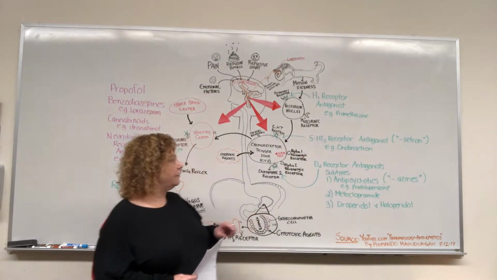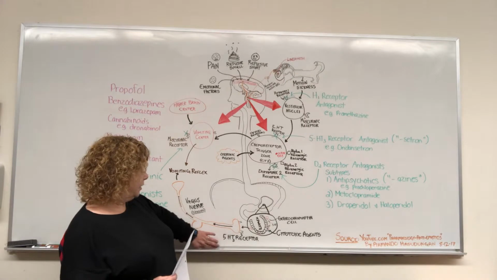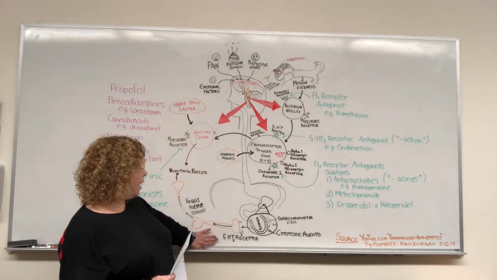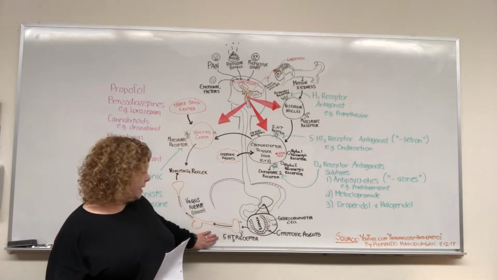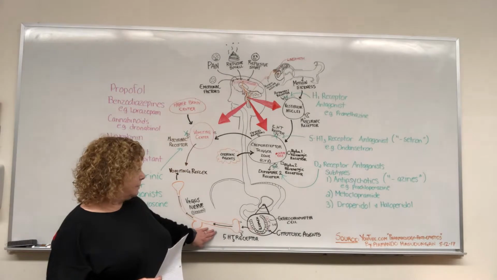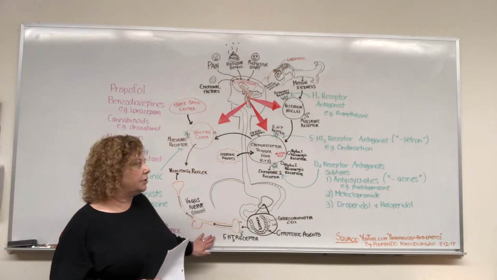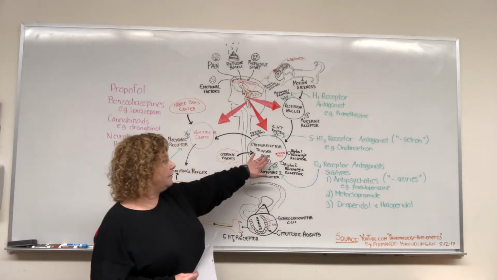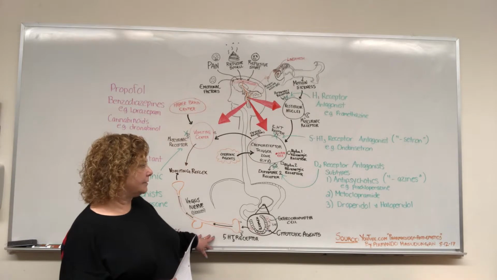Incidentally, 5-HT3 receptors are also found in the gut, in the GI tract, and that is why they also work for pregnancy-induced nausea as well, and for post-op nausea and vomiting. So it has two benefits, and that's why it's a very common antiemetic drug, because it works both in the chemoreceptor trigger zone and also in the GI tract.